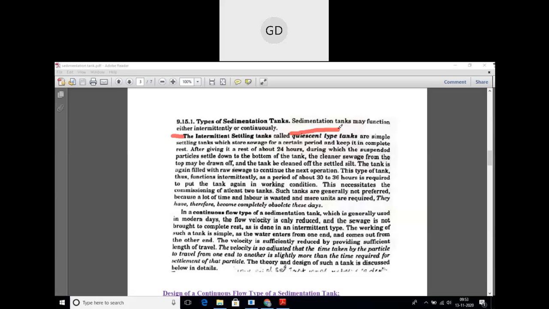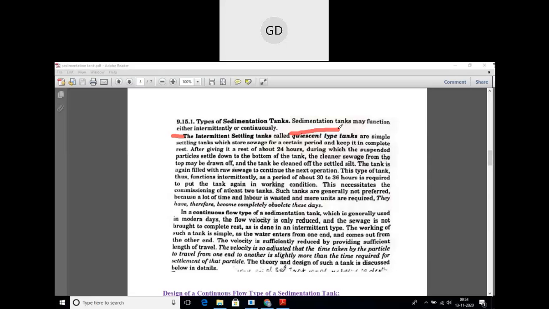Okay, so the cleaner sewage from the top may be drawn off and the tank can be cleaned. Now the tank is again filled with raw sewage to continue the next operation. So did you understand this? The sewage is kept for 24 hours. In that time the particles settle down to the bottom of the tank, and the cleaner sewage at the top may be drawn off. After that the tank can be cleaned and again filled with raw sewage, and the next operation can be continued. So that is the intermittent tank.